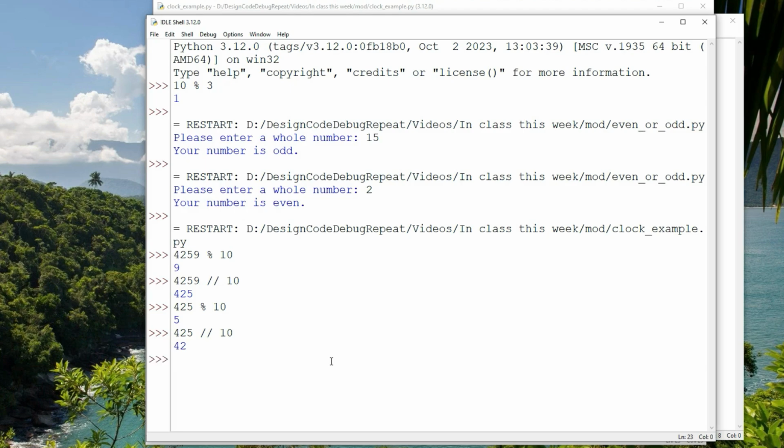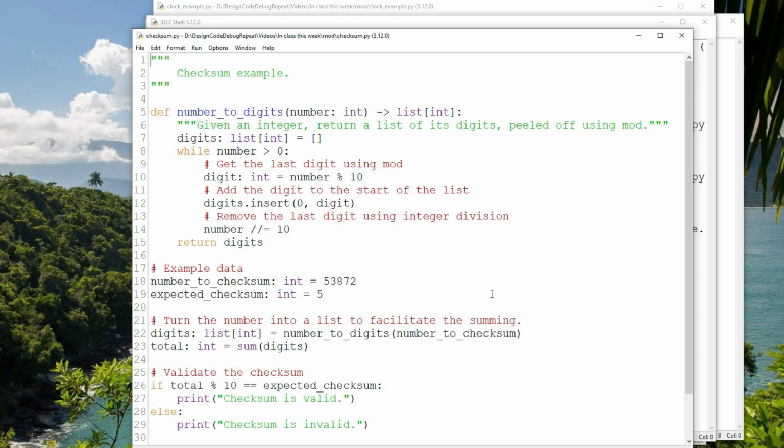There are many applications for this process of extracting digits, such as in a checksum algorithm or converting a number to another number base. In fact, here's a checksum. And this program uses mod twice. The first application is in the number to digits function, which I just described. The function takes an integer and removes each digit using mod, adding the digit to a list.